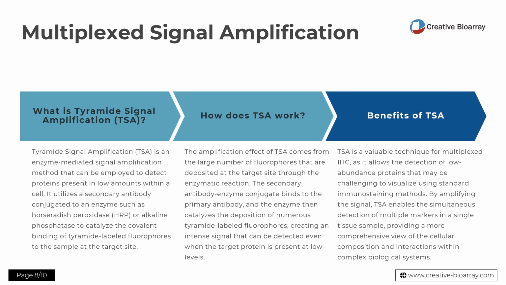Multiplexed signal amplification. One of the problems with detecting multiple markers in a sample is that sometimes the epitopes are present at a low copy number. Multiplexed signal amplification methods aim to address this need, providing strong signals for imaging even small amounts of protein. Here, the tyramide signal amplification, TSA, is a commonly used one.